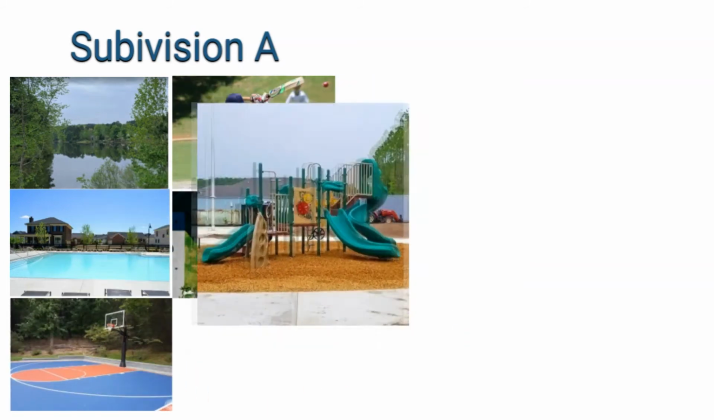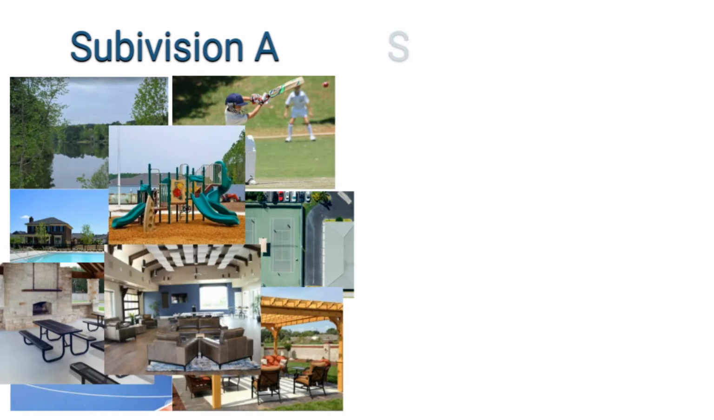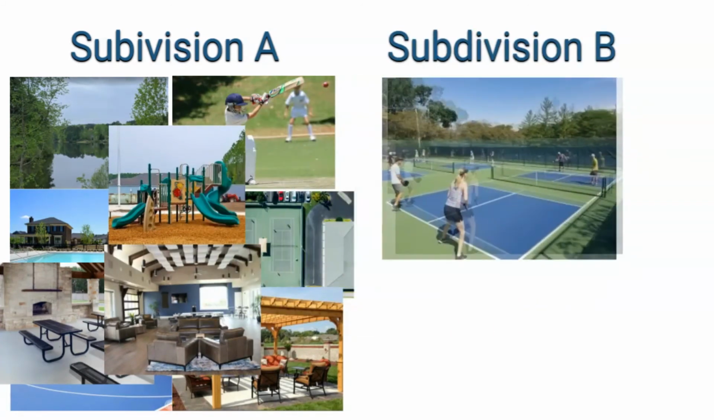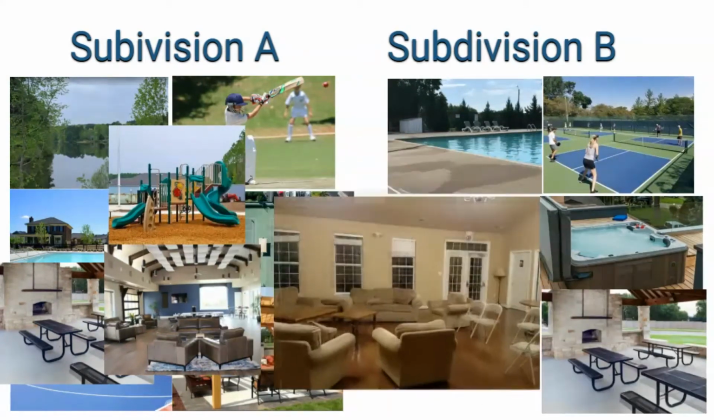In Subdivision A, the amenities are a 30-acre Bostock lake, a half-acre baseball batting field, a large swimming pool, double tennis courts, a basketball court, children's playground, a pavilion, gazebos, and a clubhouse. In Subdivision B, the amenities are a large swimming pool, tennis courts, a hot tub, children's playground, a pavilion, and a clubhouse.